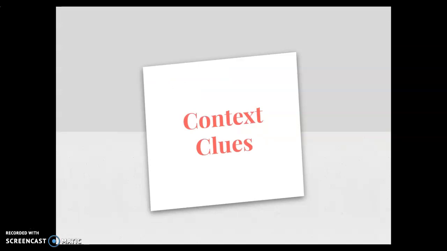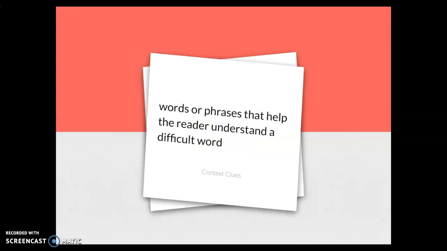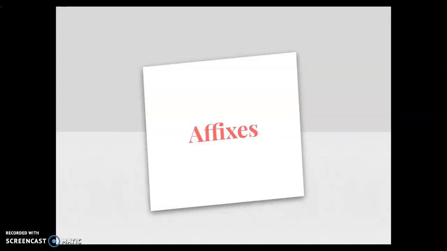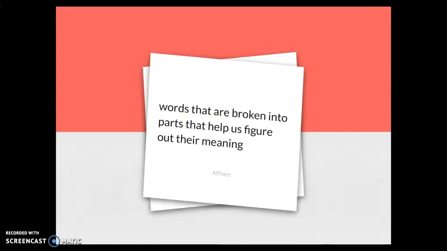And so the next thing that's important when analyzing language is context clues. Now, context clues are words or phrases that help the reader understand a difficult word. This can be found in the same sentence, the sentence before, or even the sentence after. And finally, things that help us analyze language are affixes. Now, affixes are word parts that help us figure out a word's meaning.